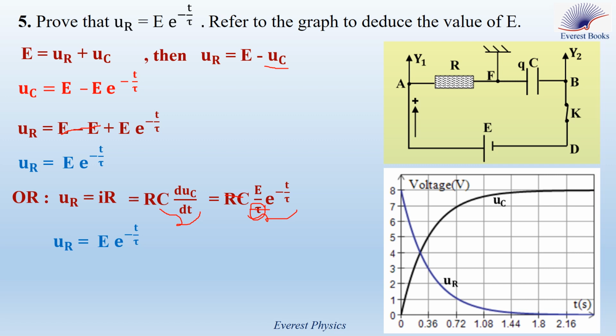Now, let's determine the value of E. Look at the graph. At t equals 0, UR is equal to 8 volts. Now, replace t equals 0 and UR equal 8 in the expression of UR. So, 8 equals E times e to the power 0. E to the power 0 is equal to 1. Therefore, E is equal to 8 volts.